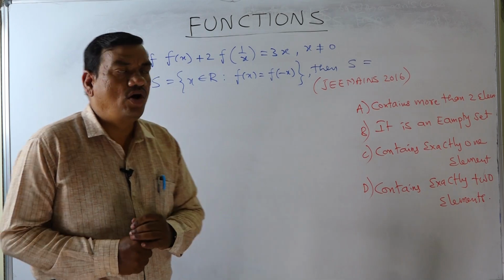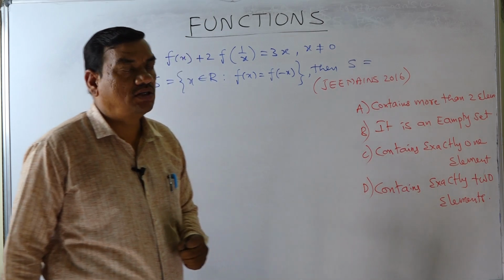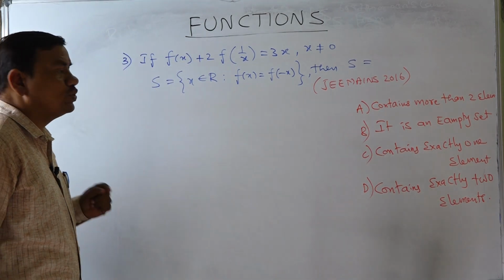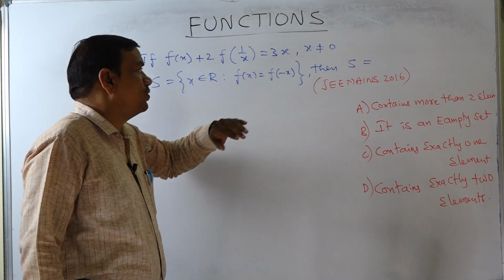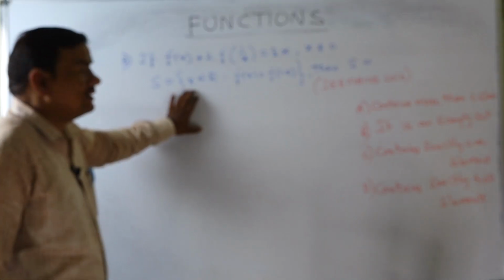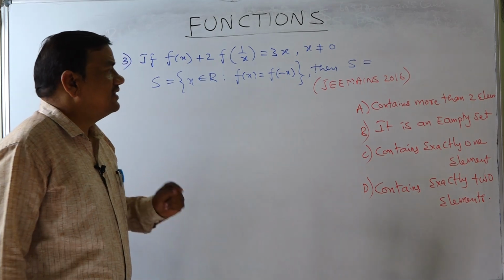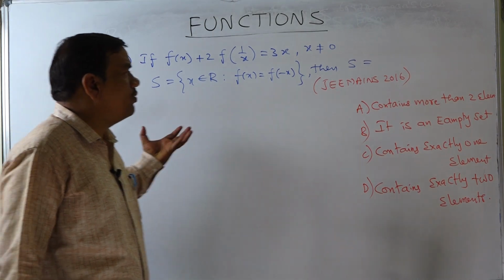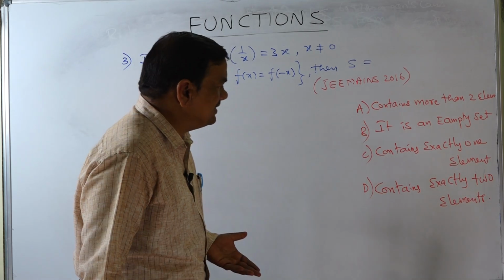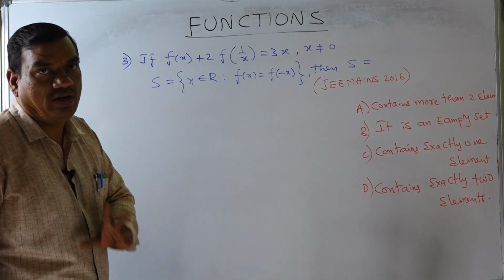Dear students, welcome to the problem. This problem was asked in JEE Mains 2016. The problem is f of x plus 2 times f of 1 upon x is equal to 3x, of course x not equal to 0. Then S is the set of x belonging to R such that f of x is equal to f of minus x. Then he is asking how many elements S contains: it contains more than 2 elements, it is an empty set, it contains exactly one element, it contains exactly 2 elements.